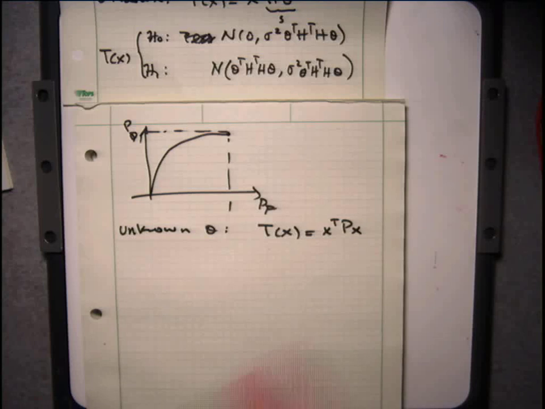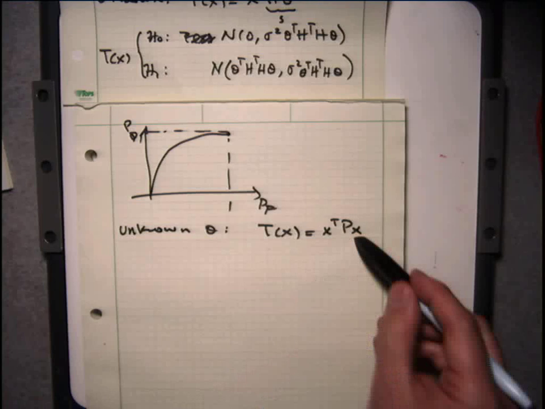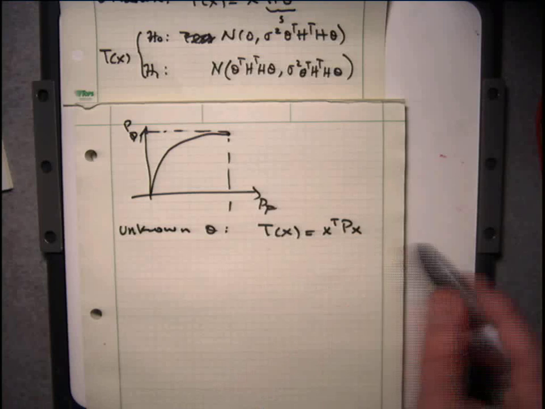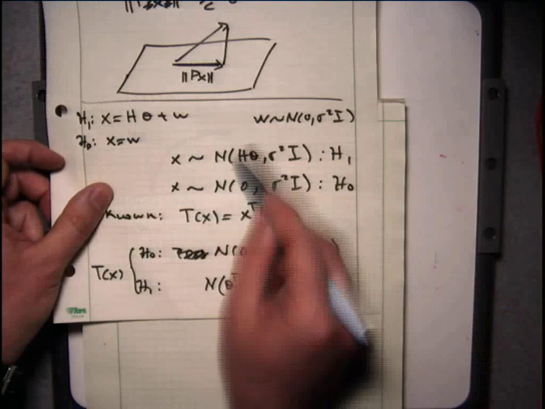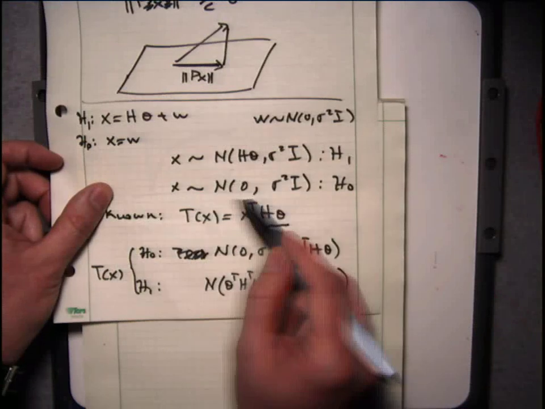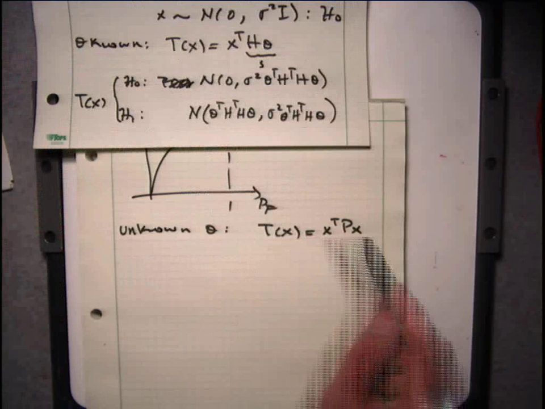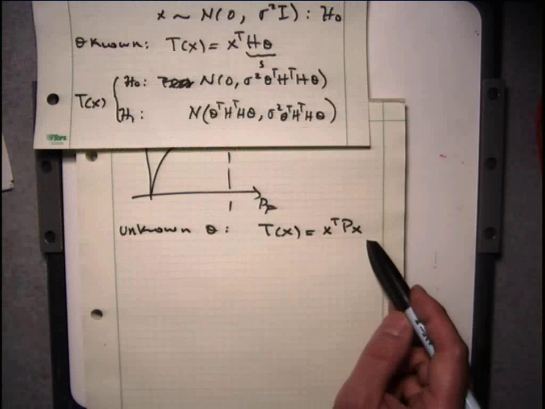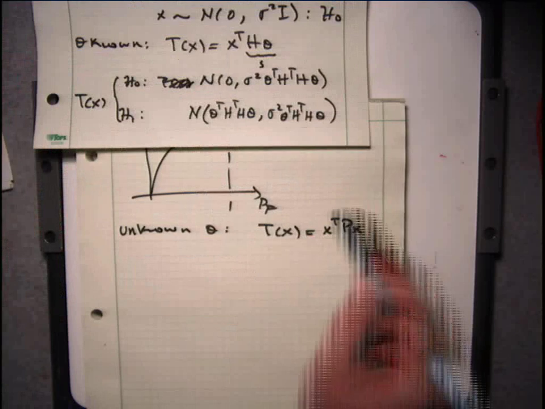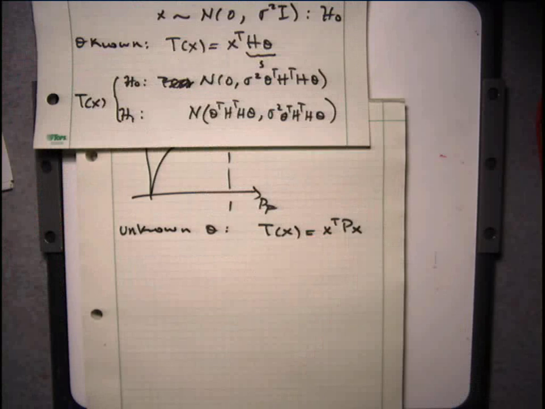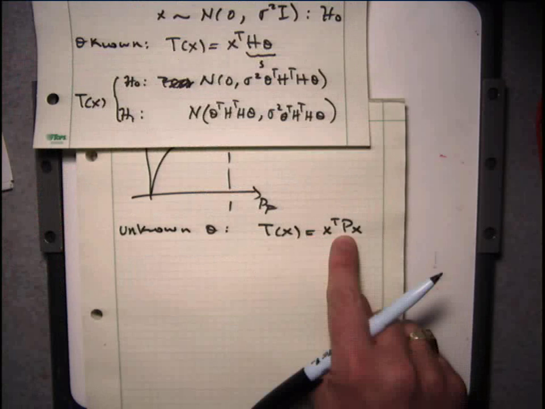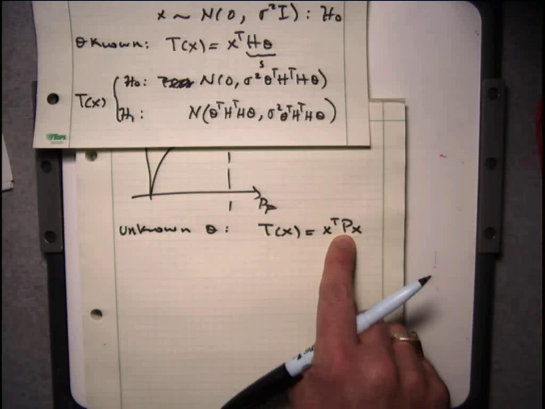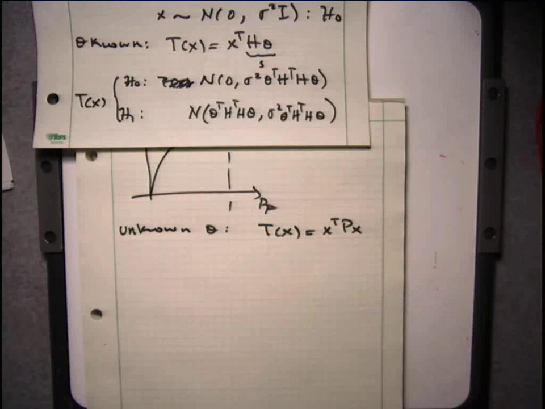Now, in both cases, x is a Gaussian. In this case it has non-zero mean, and in this case it has zero mean. So what you have here is the inner product of two Gaussian vectors. This turns out to be a chi-square distribution, and the number of degrees of freedom is related to the rank of P. And the rank of P is the number of unknown parameters that you have, which is little p.